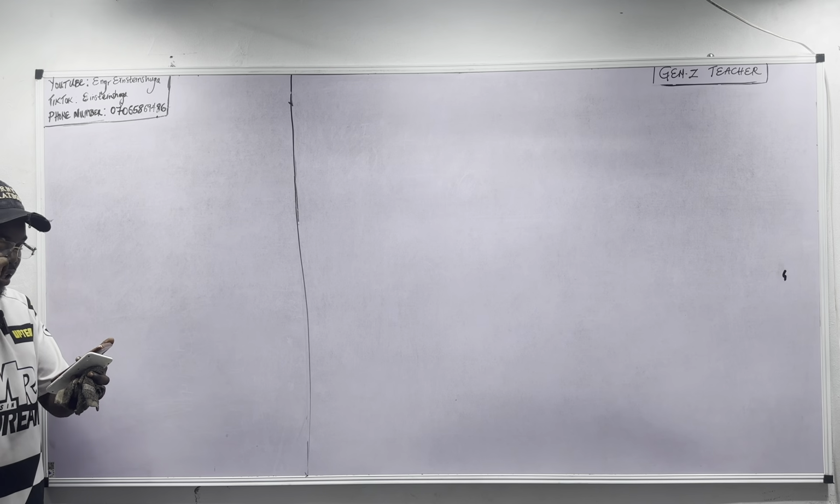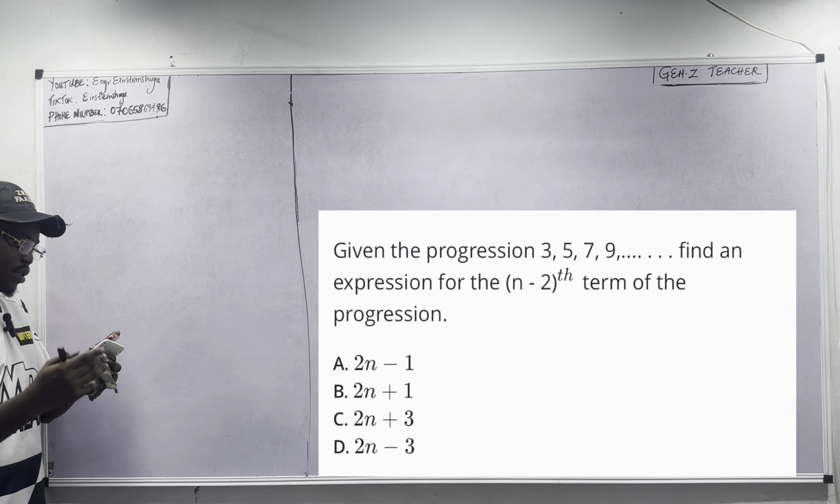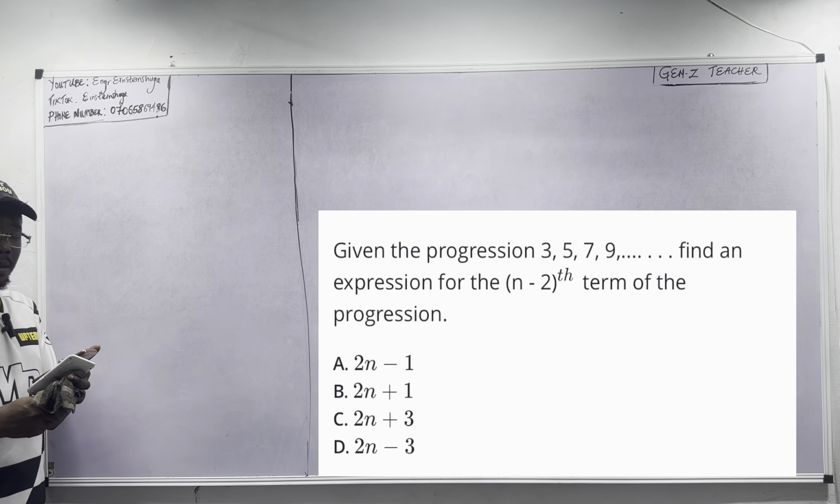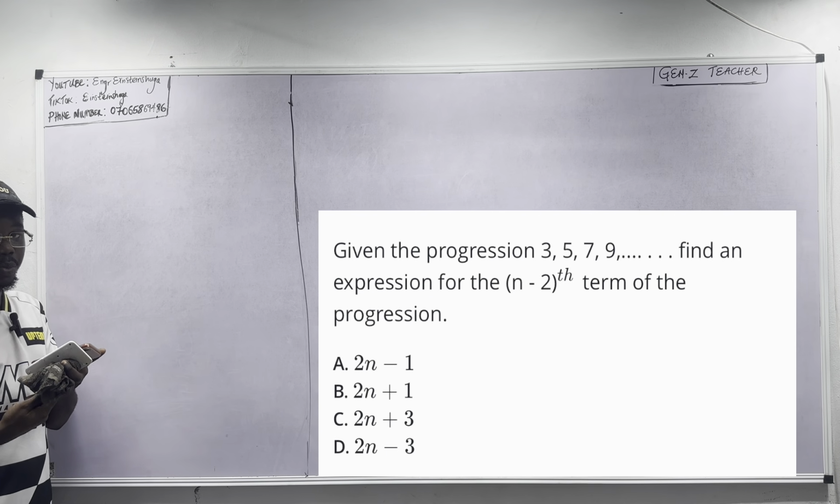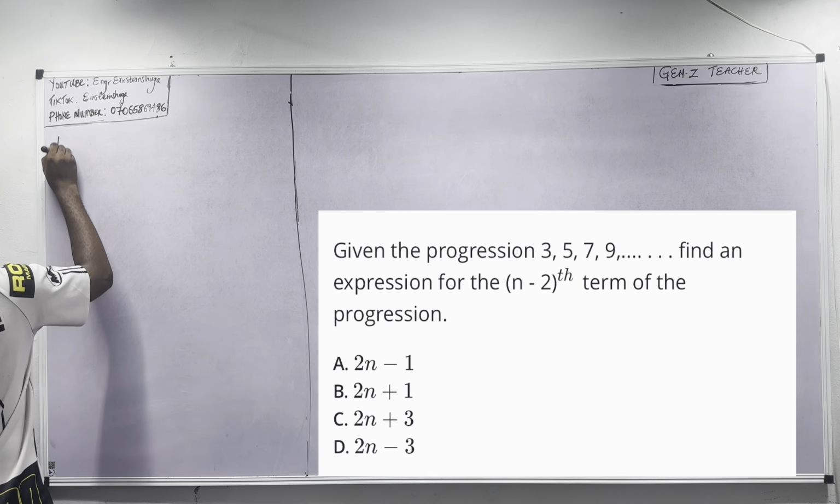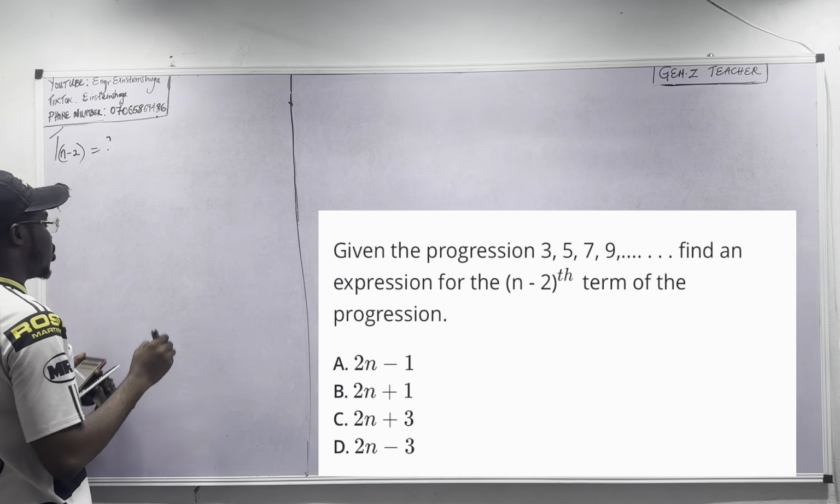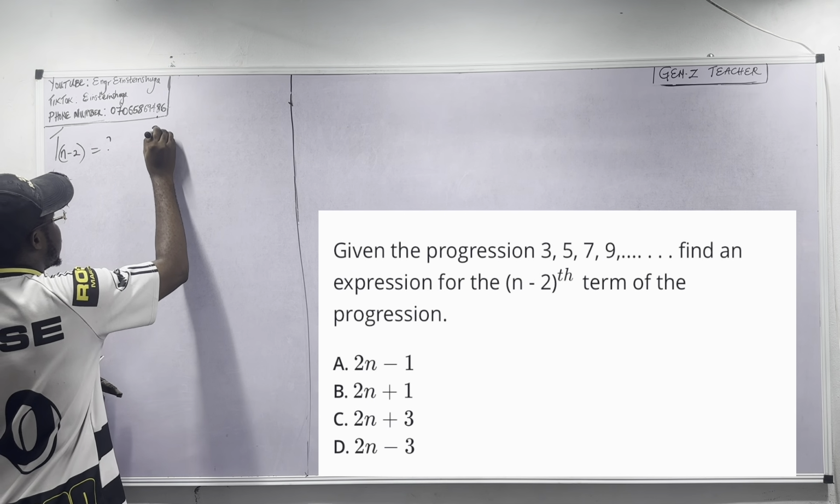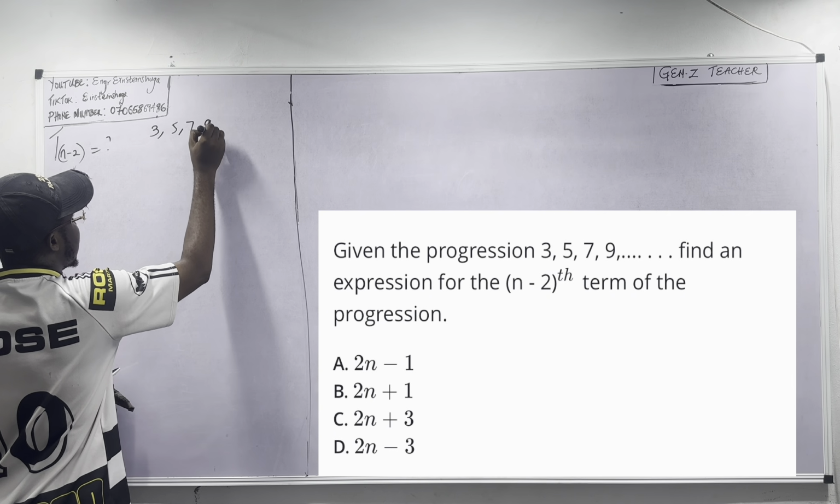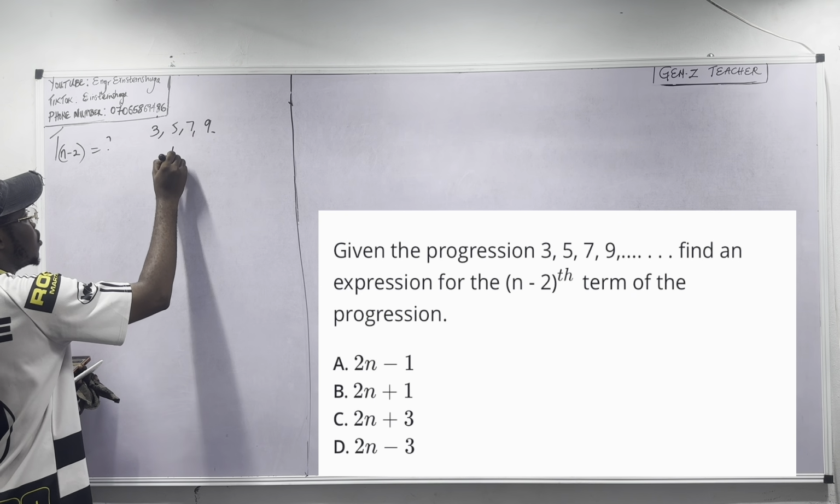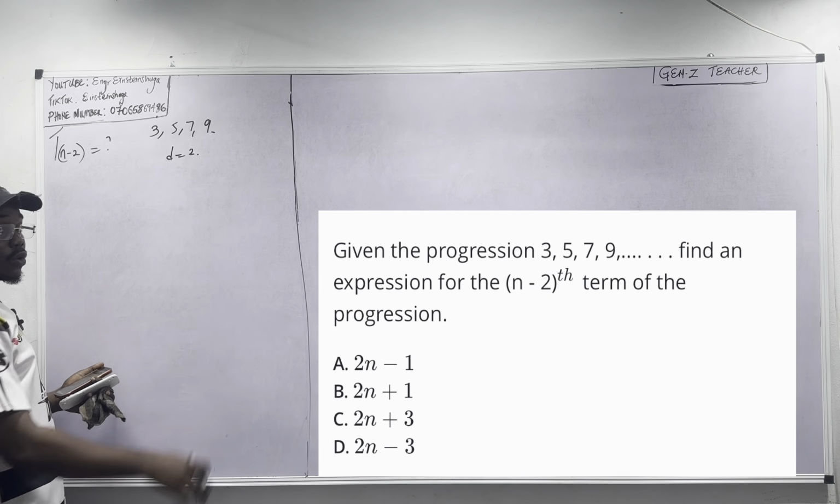Number 31. Given the progression 3, 5, 7, 9, find an expression for the n minus 2 term of the progression. So we're asked to find the (n minus 2)th term. Okay. Now the progression given was an AP. How do I know? 3, 5, 7, 9. It has a common difference of how many? Of 2. The common difference here is 5 minus 3, that's 2, because it's an AP.